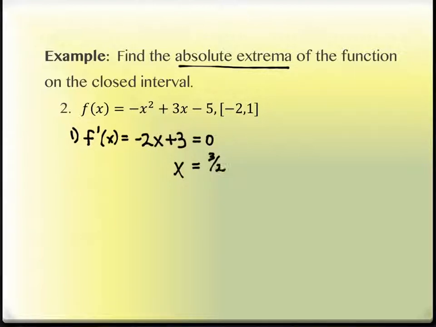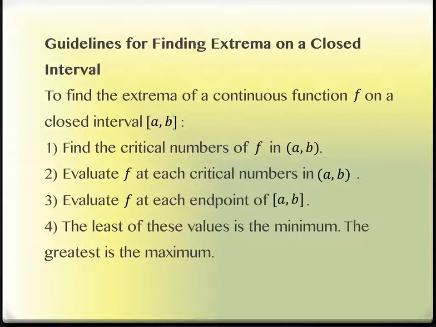3 over 2. Is everybody good? Okay, so I've marked this as step 1 because we're going to do all of those steps that it mentioned on the guidelines. So step 1 was finding the critical numbers, and there's only one. Okay? Step 2 says to evaluate f at each critical number.